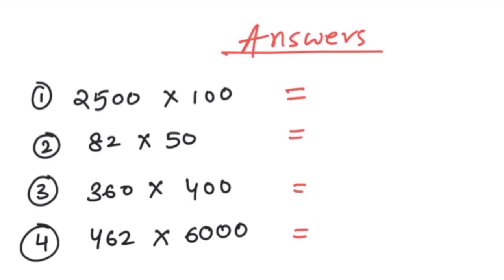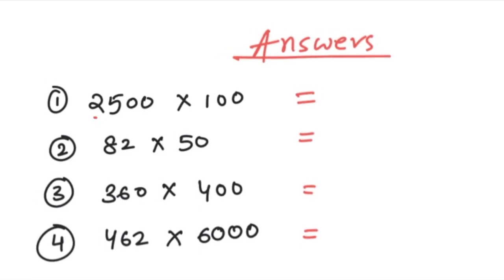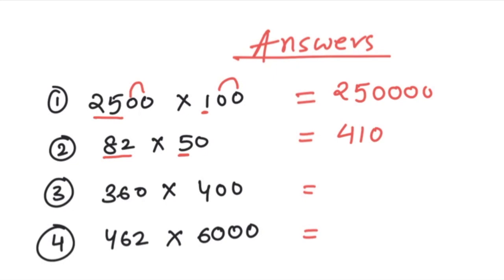In the question, the number 25 multiplying by 10,000, 25 times 1 you will get 25. And then how many zeros? 1, 2, 3, 4. Now again, 82 times 50. If you multiply 82 with 5 it is 410. And then 1 zero, so it's 1 zero. So the answer is 4100.